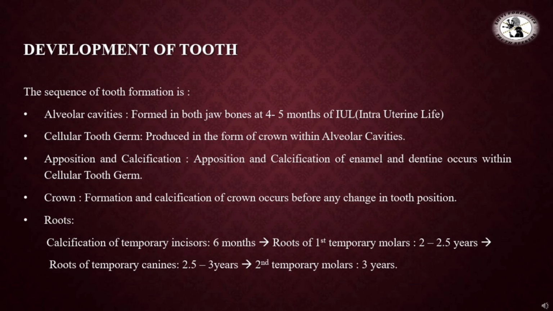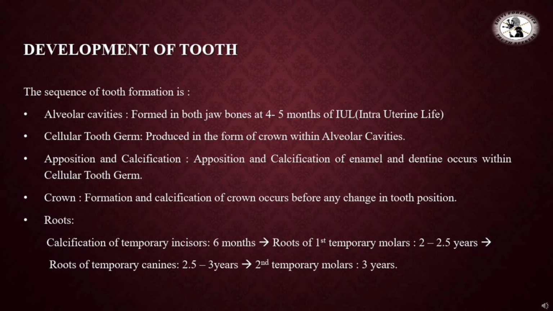Next, we can discuss about the development of tooth. The development of tooth is based on the following steps: formation of alveolar cavities, followed by cellular tooth germ, followed by apposition and calcification, and finally the formation of crown as well as roots.